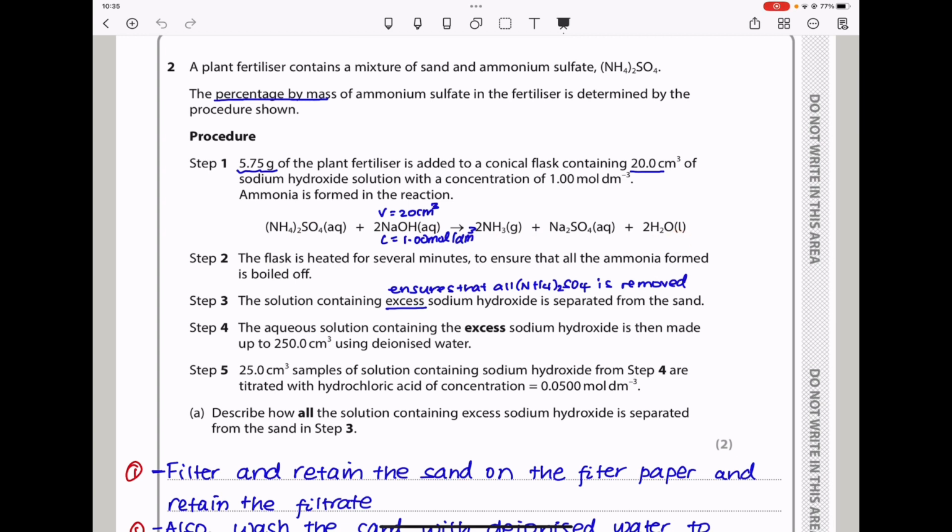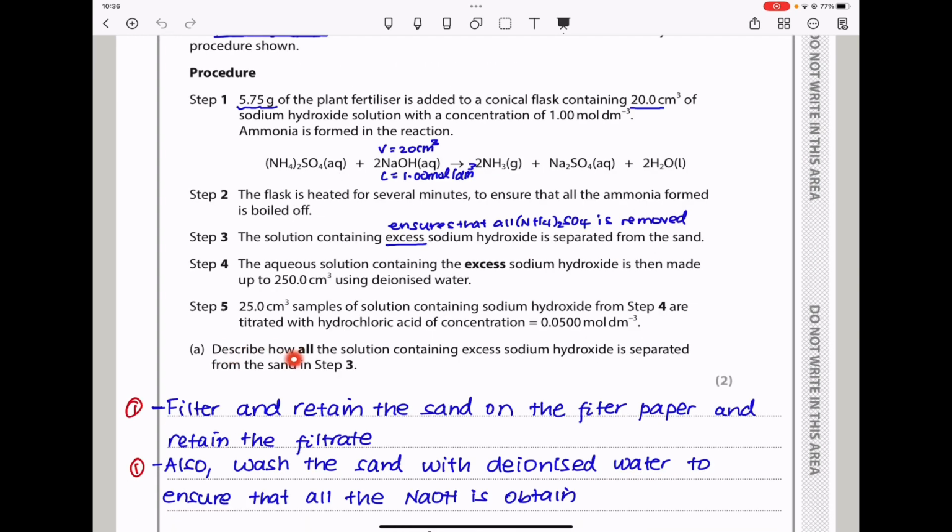So they say in step 2, the flask is heated for several minutes to ensure that all the ammonia formed is boiled off. And then the solution containing excess sodium hydroxide is separated from the sand. The aqueous solution containing excess sodium hydroxide is then made up using the deionized water. And then 25 centimeters cubed of solution containing sodium hydroxide from step 4 is titrated with hydrochloric acid of concentration that. So here they say describe how the solution containing excess sodium hydroxide is separated from the sand in step 3.